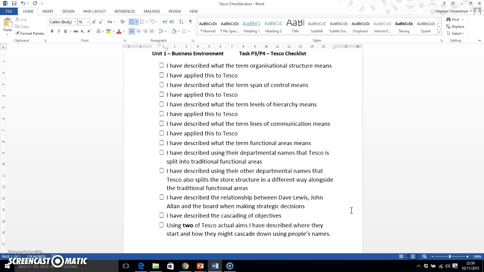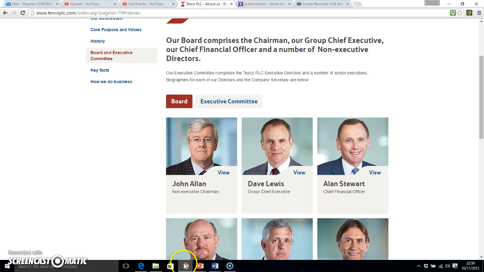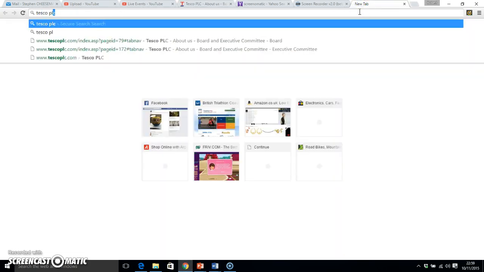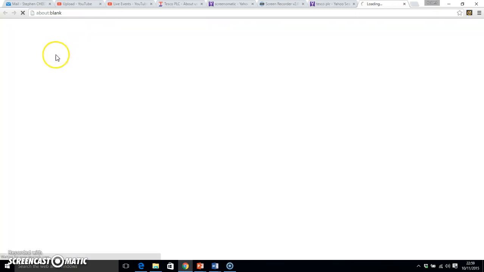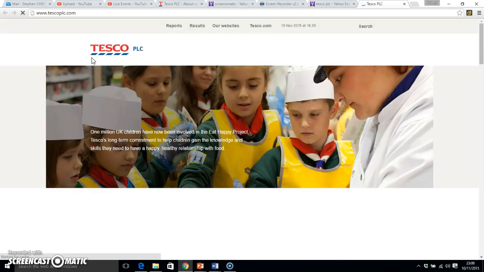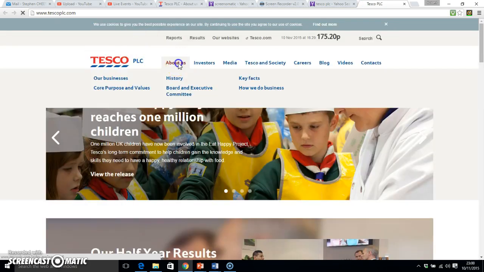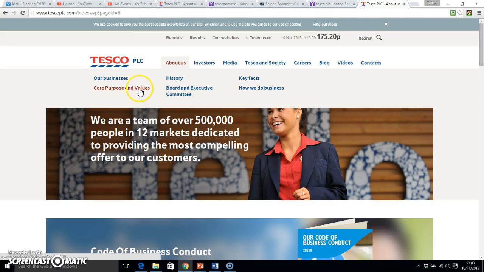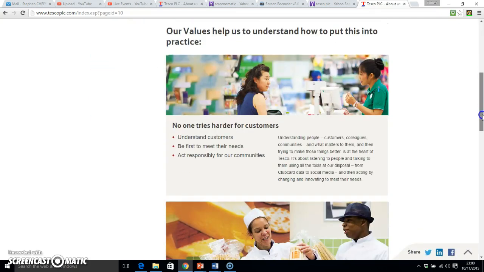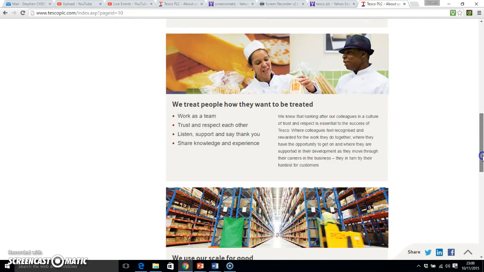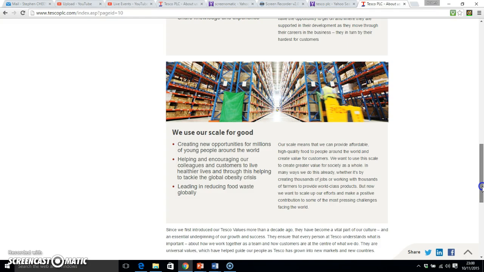Then you've got to talk about cascading objectives. Now remember, if we look on Tesco's PLC, we can find out that the objectives for Tesco's, or its mission and aims, are reported here in our core purpose and values. So the kinds of things that they are trying to achieve are no one trying harder for the customers, treating people how they want to be treated, and using their scale for good.